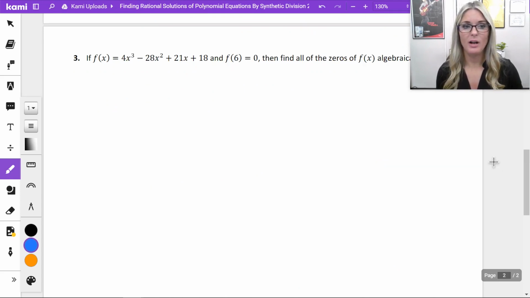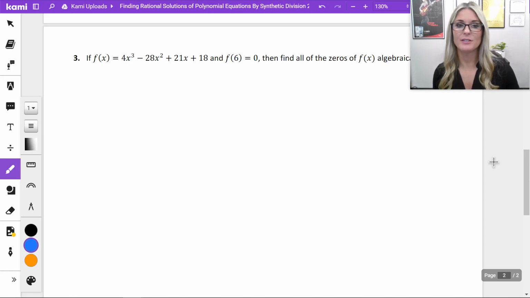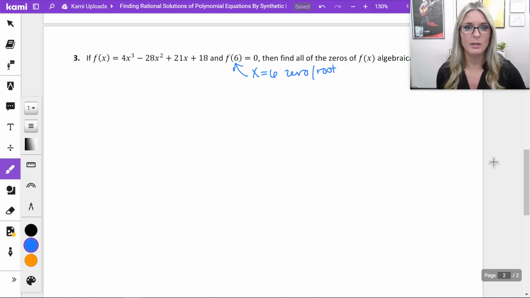Moving on to our last problem, if f of x equals 4x cubed minus 28x squared plus 21x plus 18, and f of 6 equals 0, then find all the zeros of f of x algebraically. So again, given this root or x-intercept, this says when x is 6, the y is 0. So 6 is a 0 or root or x-intercept given information there. So let's plug in 6 to our synthetic division to help peel away a layer from our polynomial. Labeling, make sure we're not missing any terms here. No, we are not. We've got 4, negative 28, 21, and 18.